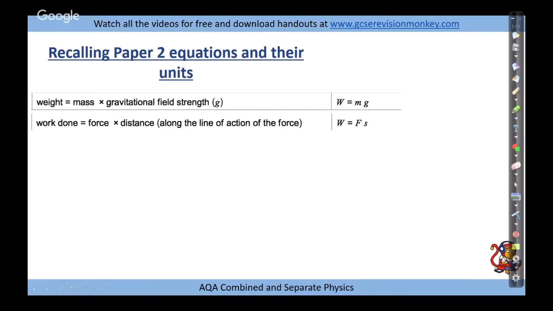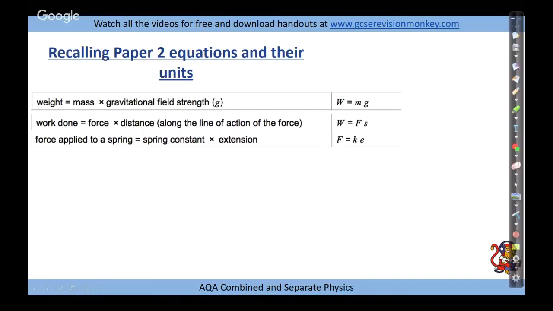So work done then, the work done to move something, is found by the force that you're applying to move it times the distance you move it. Okay, so this could be maybe someone dragging a box across the floor. What work do they do? Well, it's the force they're pulling it with times the distance they move it.